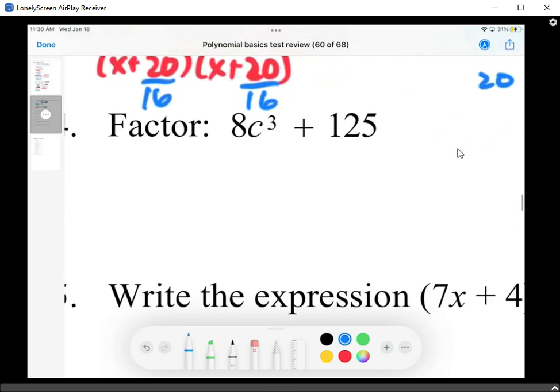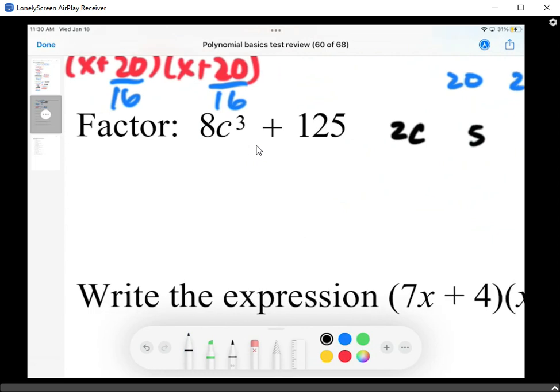Problem number 14. If you are looking at a list of perfect cubes, you will recognize both 8 and 125 on that list. Okay, if we've got 8c cubed, that is the same thing as 2c whole thing cubed. Same thing with 125, that is 5 cubed. Since we've got two perfect cubes right there, that means 2c and 5. I'll go ahead and put those off to the side a little bit. 2c and 5 are the two things that we're working with when we put it into the pattern.